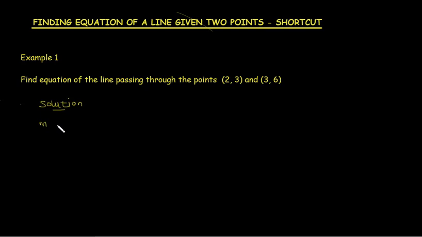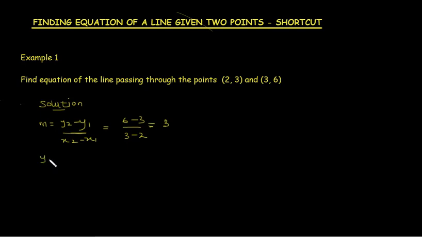So the gradient, we have the formula as m is equal to y2 minus y1 over x2 minus x1. Alright, so now let's use a point. We have 6 minus 3 over 3 minus 2. Now it doesn't matter which one you want to make your y1, y2, it depends on what you want to use. So we have the gradient as 3.